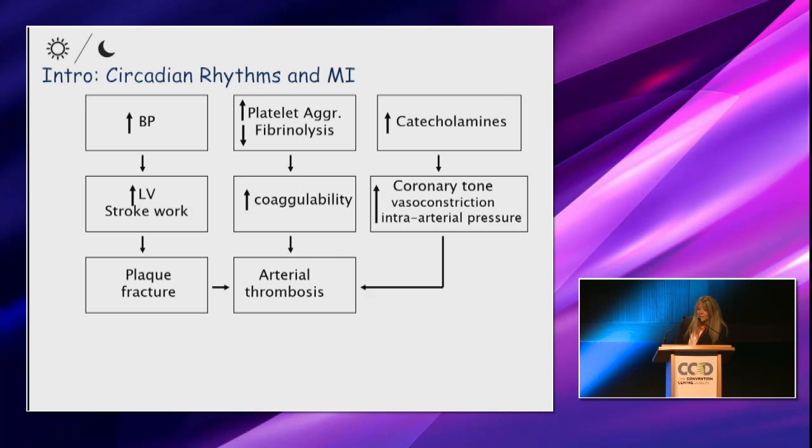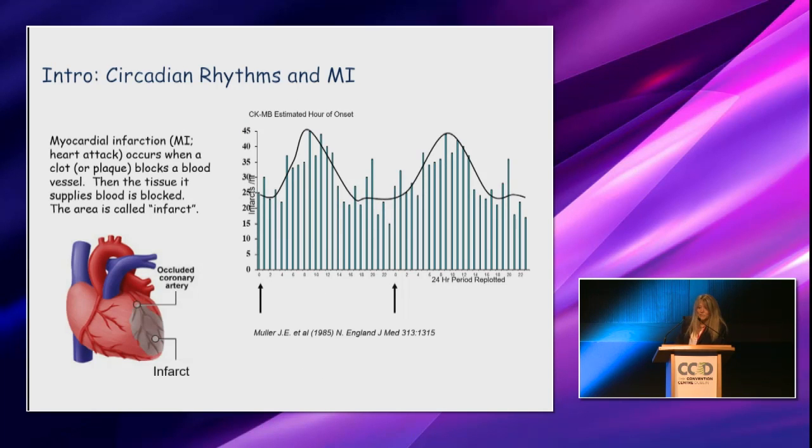In the last slide there, you see the catecholamines are up first thing in the morning. They're going to act on lots of different things, including your coronary tone. Your blood vessels are going to constrict. The blood pressure is going to go up. And again, that's going to have implications for arterial thrombosis, for essentially having a clot lodge in a small coronary blood vessel. And they're going to precipitate this morning onset of acute cardiovascular events like MI or heart attack. And this has been shown epidemiologically as well.